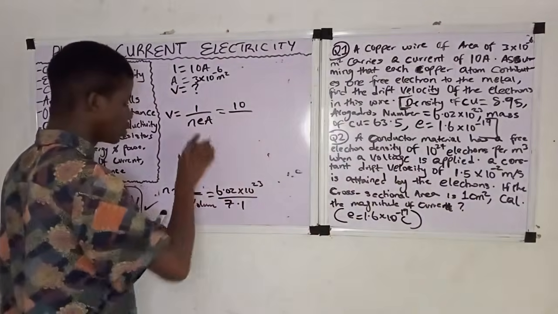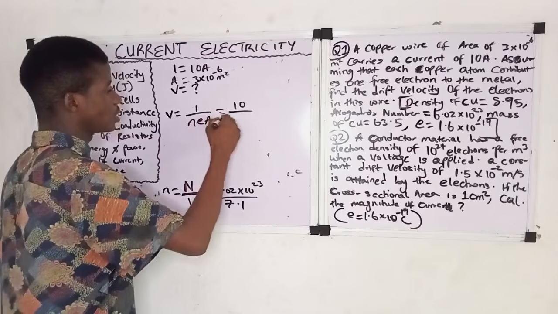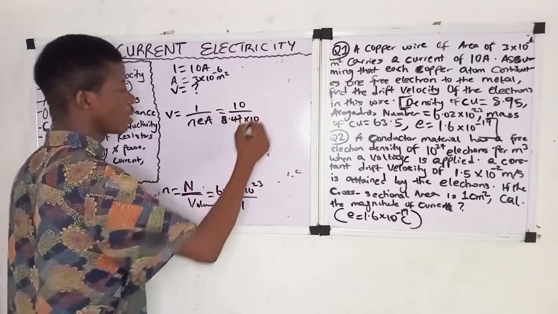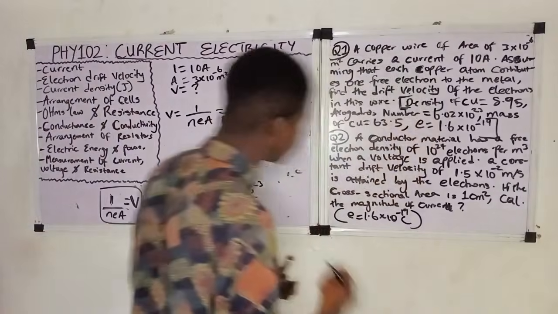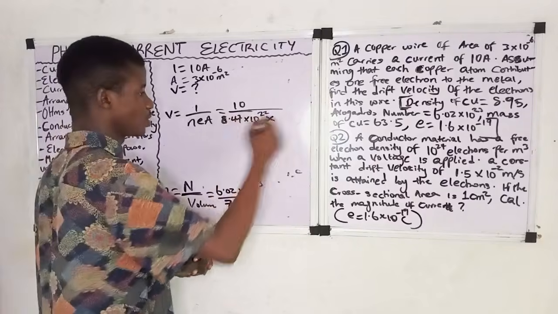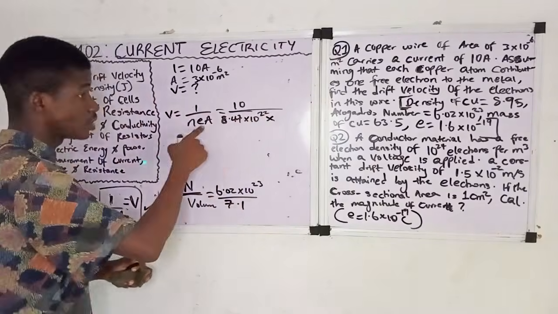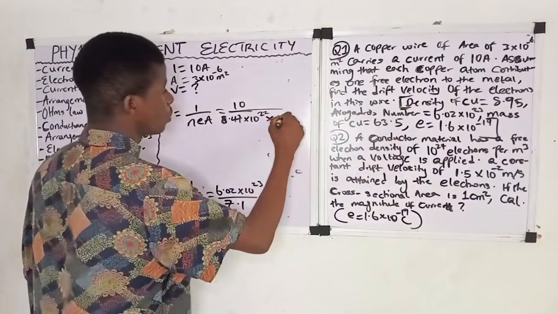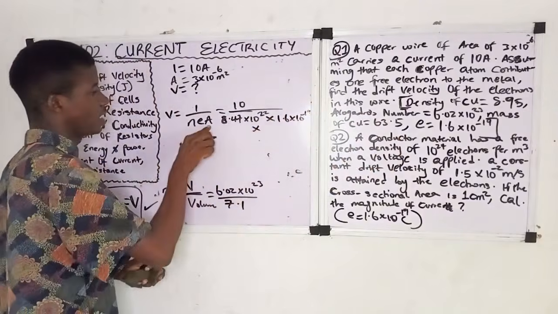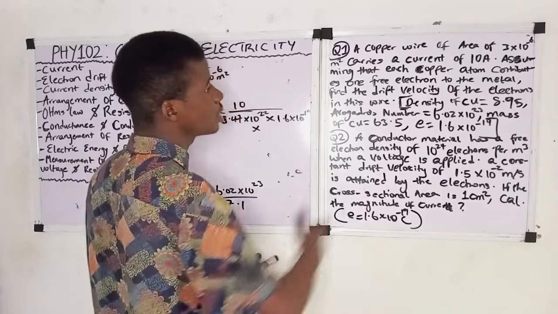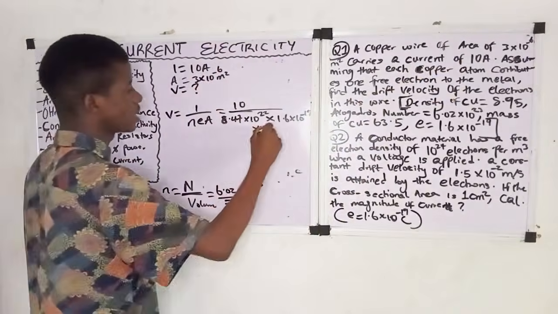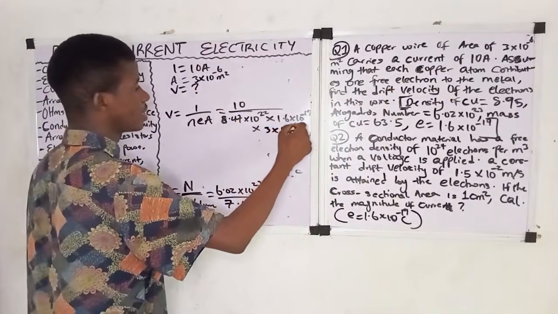So n is 8.47 times 10 raised to the power of 22. Then the charge of electron, we know, is 1.6 times 10 raised to the power minus 19, right? Then times area. In the question, the area is 3 times 10 raised to the power minus 6.